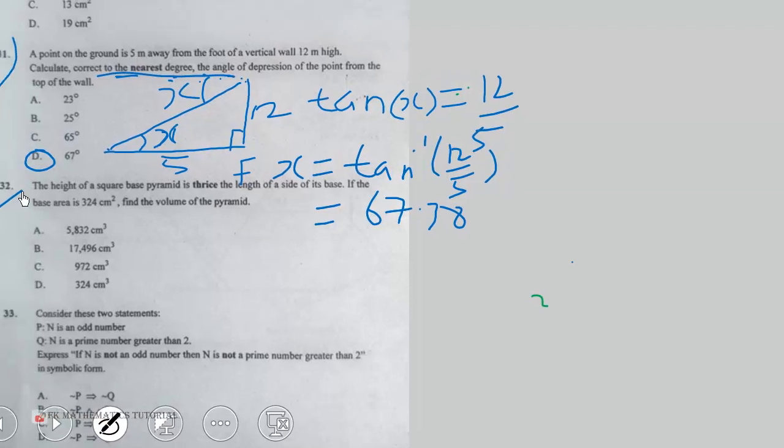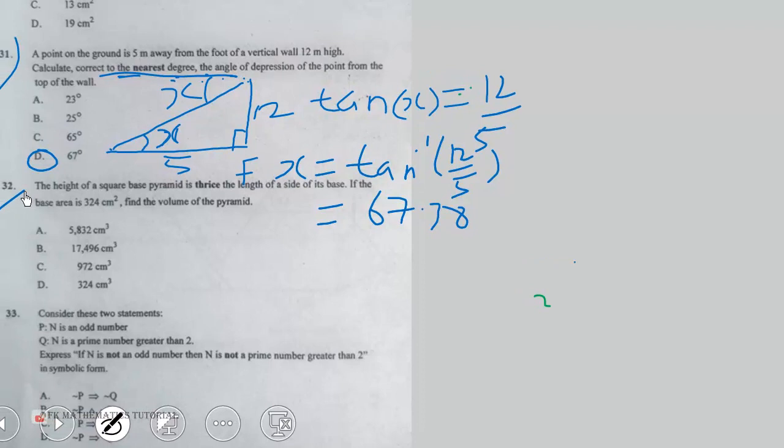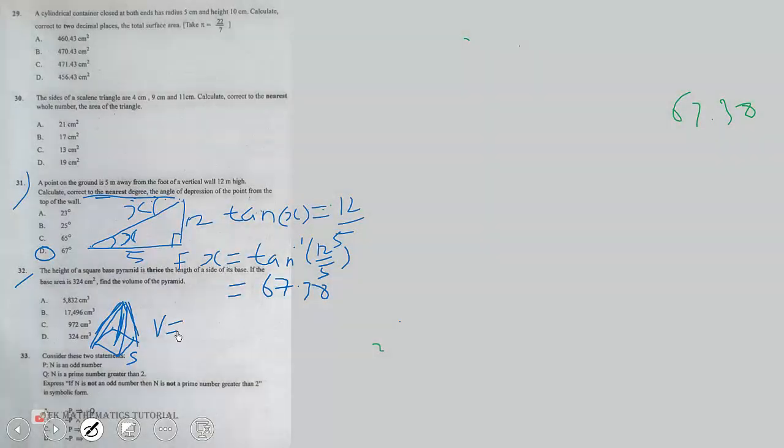Question number 32. The height of a square base pyramid is thrice the length of a side of its base. If the base area is 324 centimeters square, find the volume of the pyramid. The volume of a pyramid is 1/3 times base area times height.